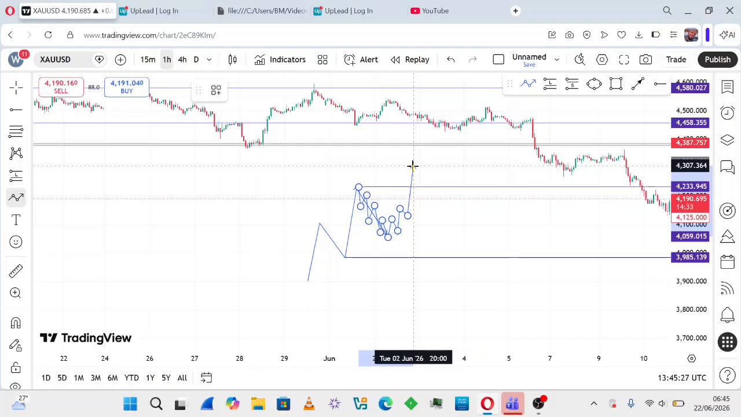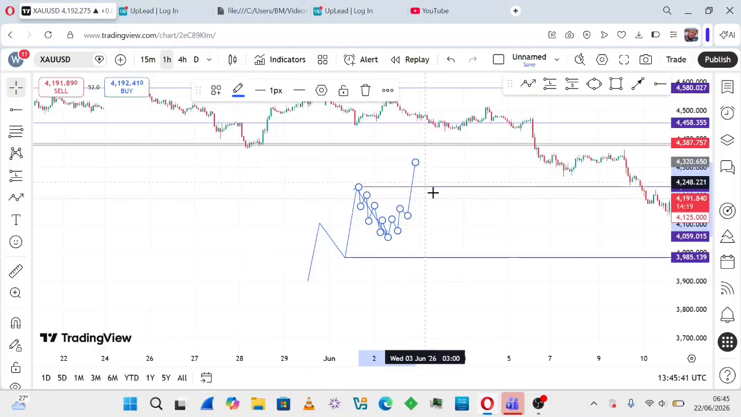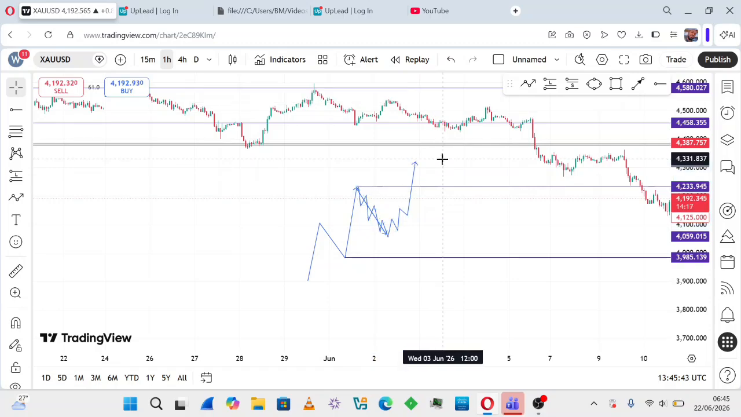But for you to be at a safer place, you will target the high, this equal high. But for me, I'll target the higher high. This is exactly what you need to be able to make a good trade. You don't have to complicate it for yourself.